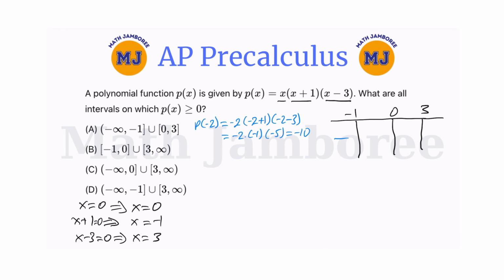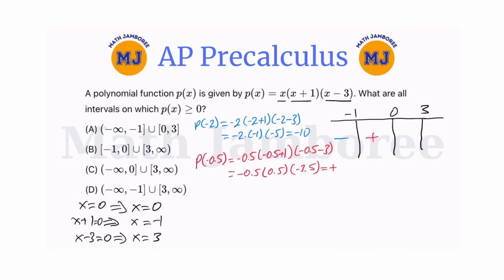Between negative 1 and 0, we can test negative 0.5. So negative 0.5 times (negative 0.5 plus 1) times (negative 0.5 minus 3). This gives you negative 0.5, and this is positive 0.5, and this is negative 3.5. Negative times positive is negative. Negative times negative is positive. Do I need to calculate what the value is? No, you don't need to, because you can just go ahead and say the area is positive.